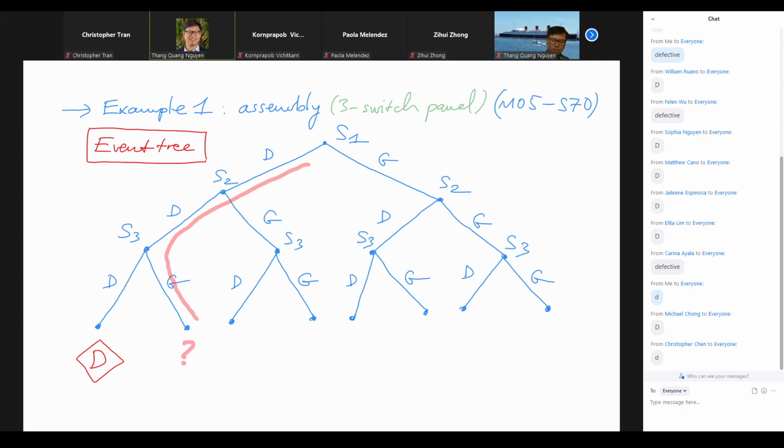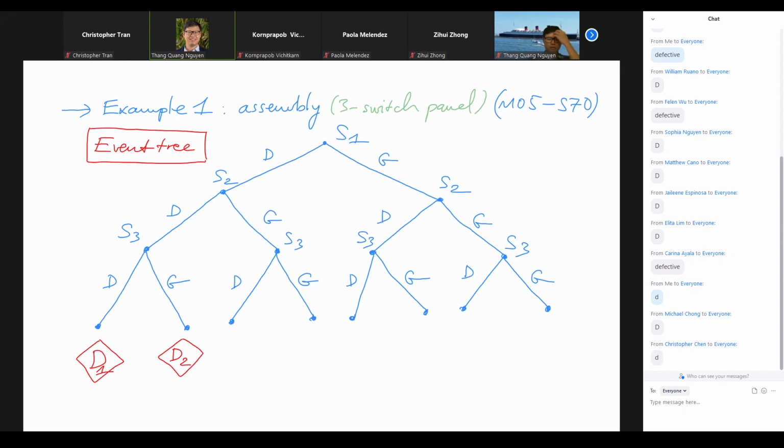All right, so in this case, we're gonna have a defective outcome right here. But then earlier, we also have the defective outcome. So to make it clear, let's call this D1, and this D2.